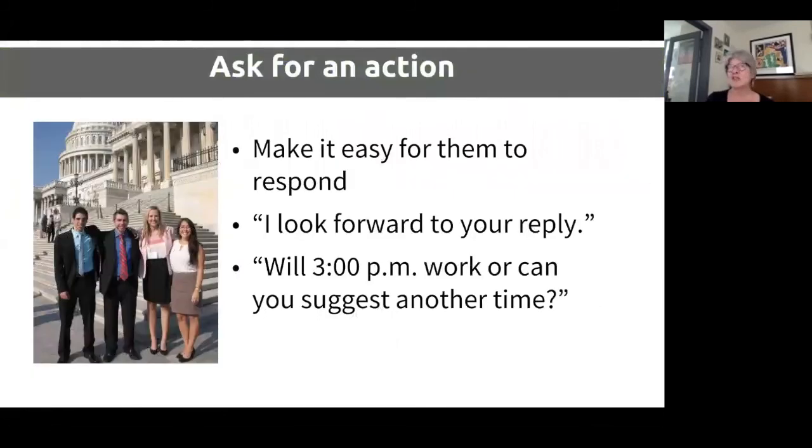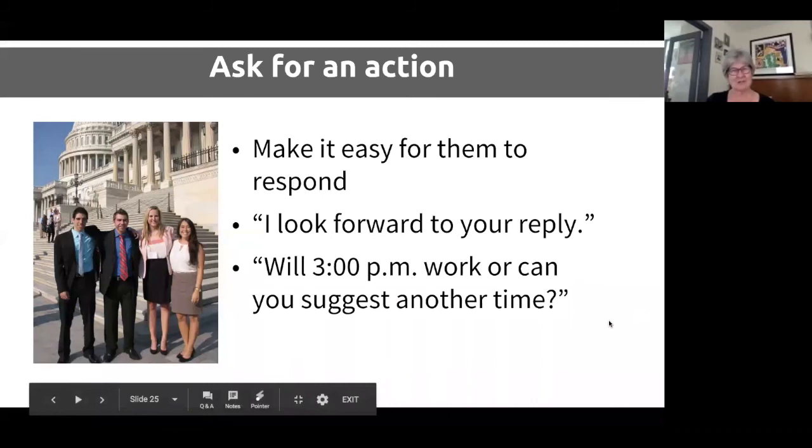You always want to end your email with a request for action. I look forward to your reply. And maybe in a follow-up, you can even suggest a time. Would 3 o'clock work, or can you suggest another time? You don't want to say 3 o'clock only, but if you suggest that in a way that makes it easy for them to reply, yes, 3 o'clock would work. That's an easy thing for them to do when they're taking an escalator ride. They could just type that right in, and then you've got your meeting.